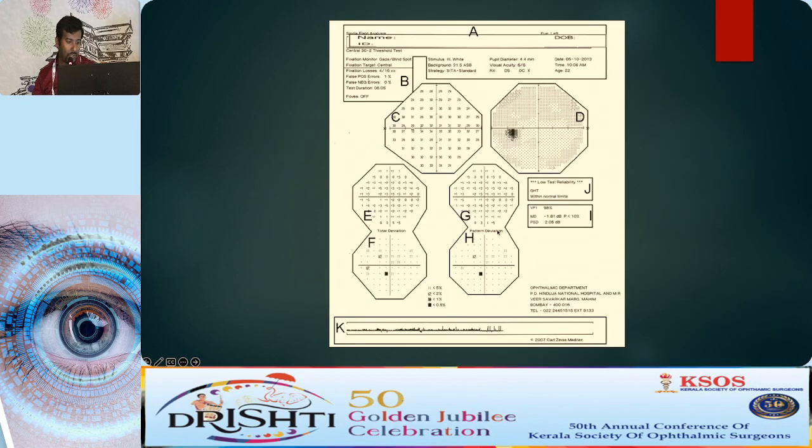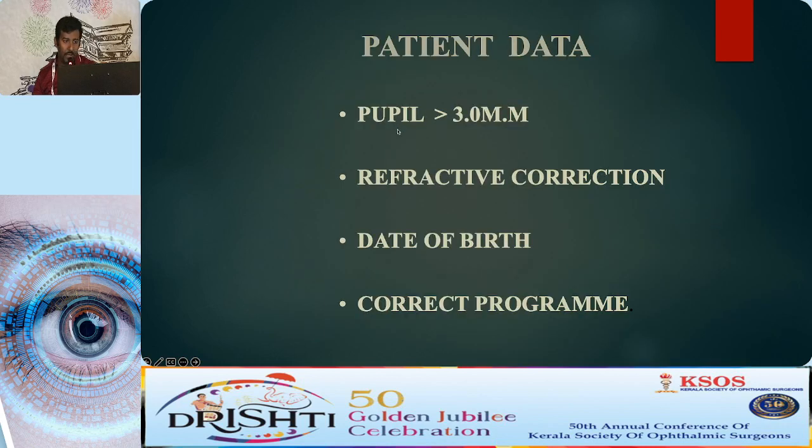We'll look at each one in detail now. Patient data, it also measures the pupil size and the demographic data. Refractive correction has to be entered. Date of birth has to be entered correctly because it uses the database for normative data.